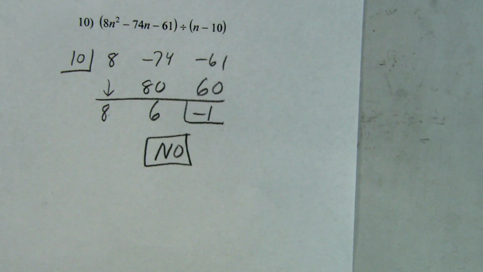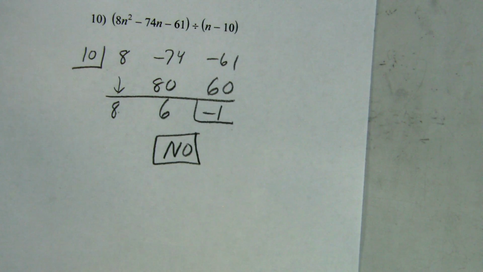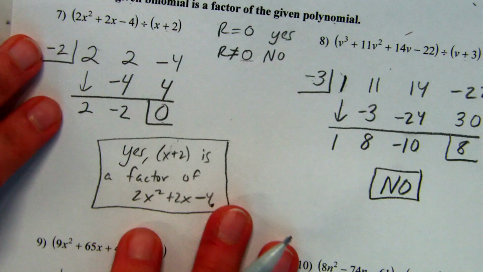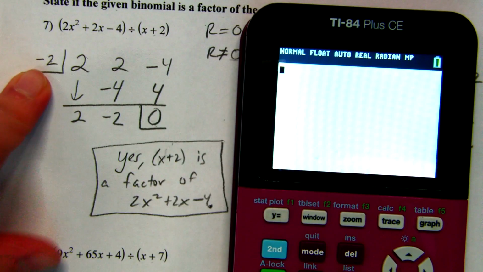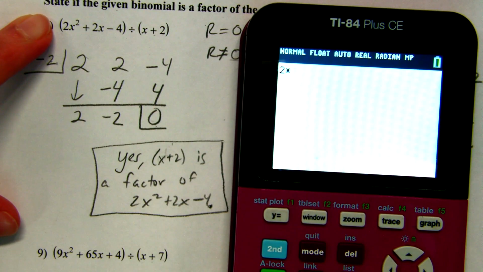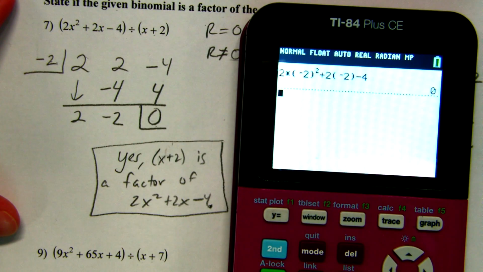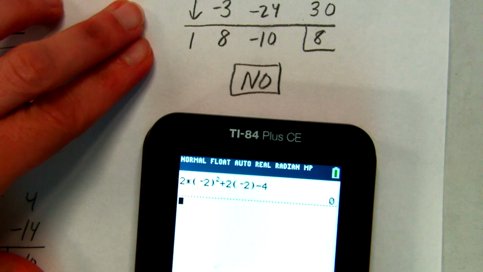Now, here's something else that is kind of cool. I want to show you something interesting with the one that worked. Let's go back to number 7. So we used negative 2. I want to show you what happens if I put negative 2 into this first polynomial. If I do 2 times negative 2 squared plus 2 times negative 2 minus 4, I get 0. Now, you're not excited. Let's go to the next one.